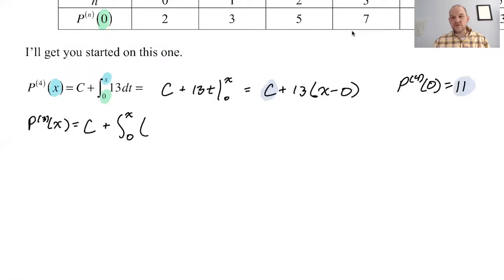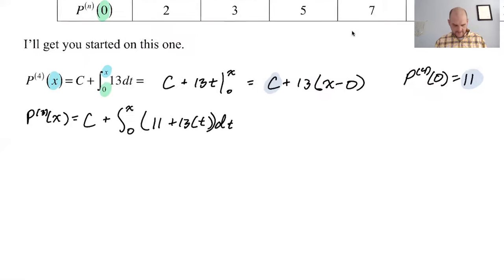If I integrate the 4th derivative, I should get the 3rd derivative. And the 4th derivative worked out to 11 plus 13, the quantity. We have to use a dummy variable, so not x. I'm going to use t. I'm going to write just t, and then dt. Close your parentheses. All right.